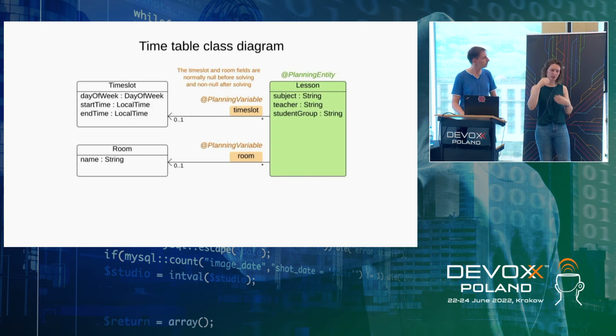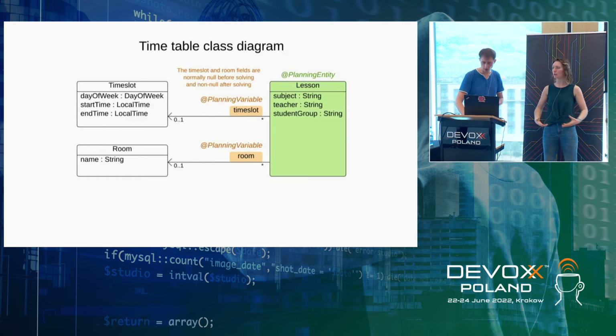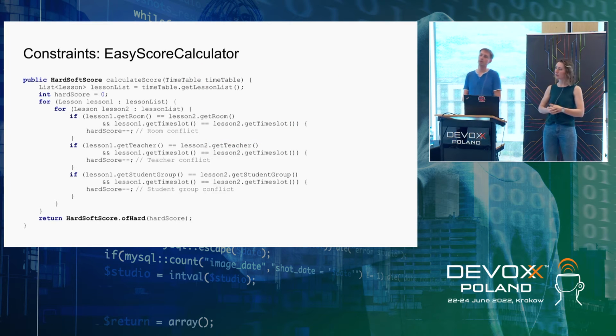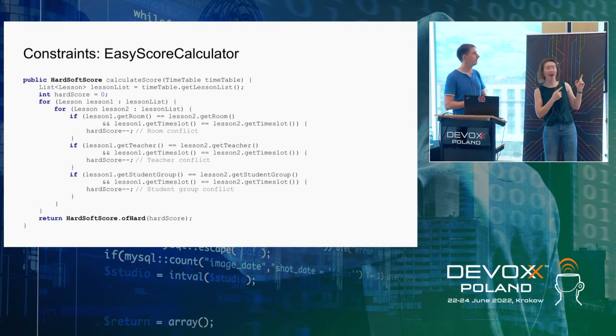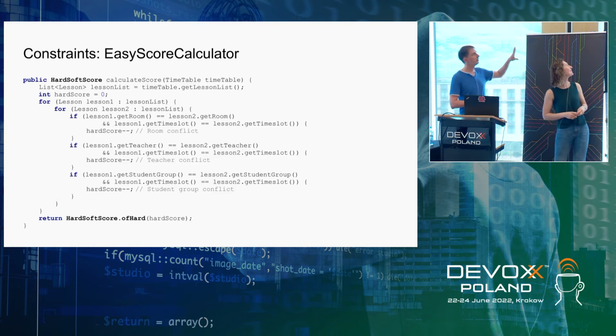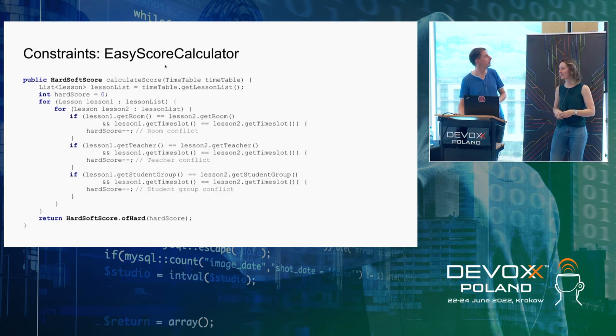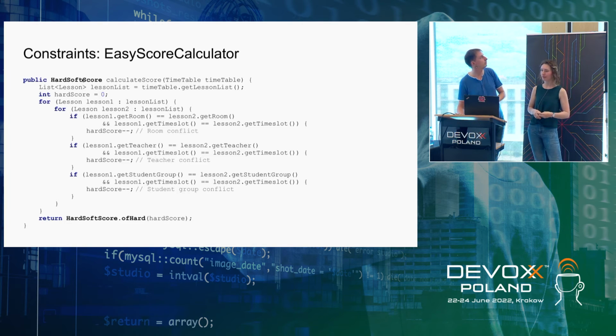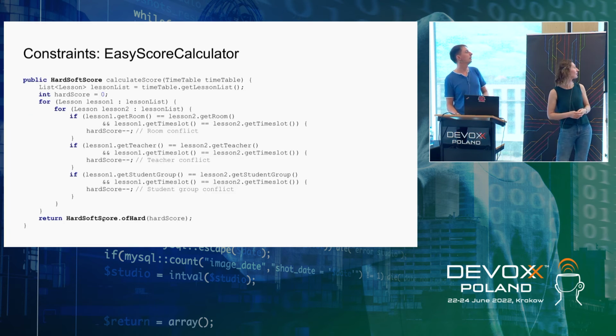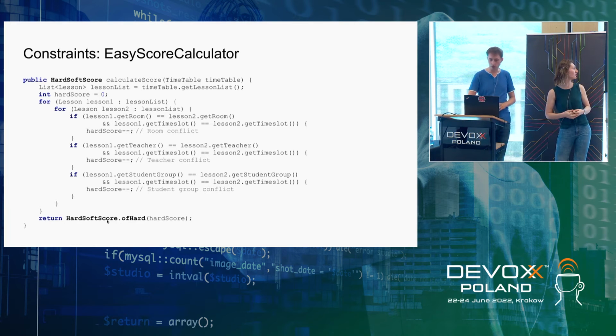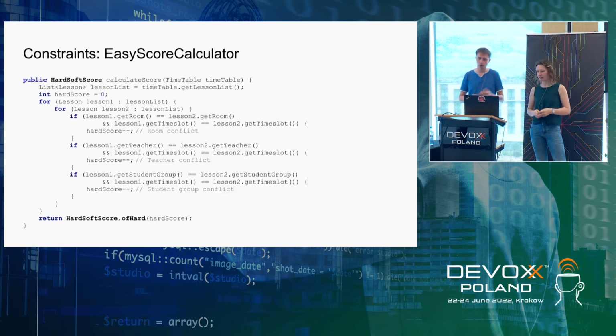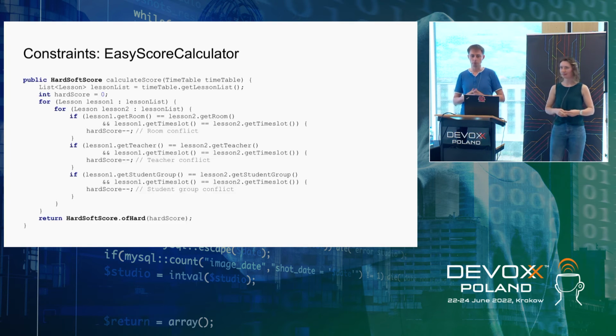But how can we evaluate our solution in OptoPlanner? How would we score this? Well, there are several ways, and the easiest way is called the easy score calculator. If you look at this code, it's exactly the same code we showed earlier with two changes. The return type is not an int, but a hard soft score. And of course we don't return just an int, we create a score object with it. These score objects are immutable and comparable.